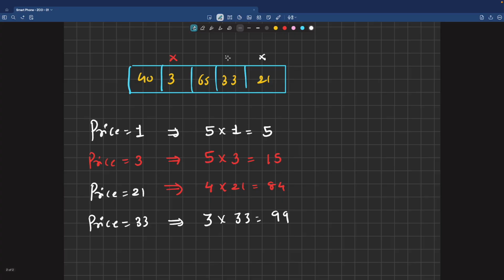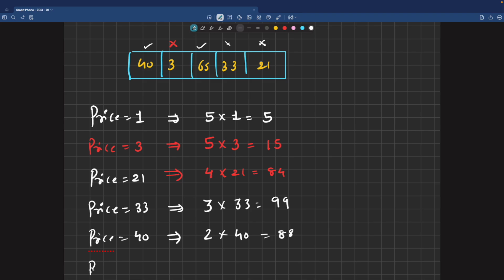Again, let's try to increase it. Let's try to make it as 40. Let's make the price is equals to 40 now. So if I have the price as 40, I think now 2 people are able to afford it. So 2 times a price of 40 will give me a profit of 88. And lastly, if I increase the price to the maximum value, so the price will be 65, and at a price of 65 only one person will be able to afford it. So 1 into 65 will be equals to 65.